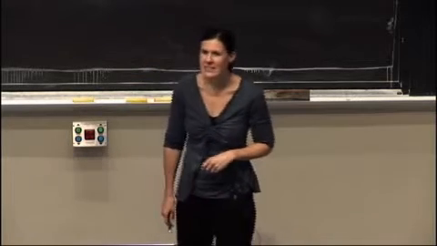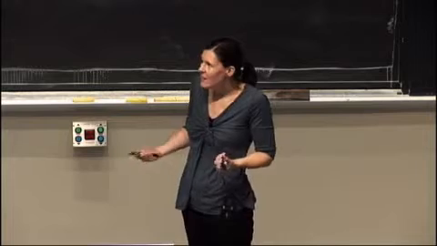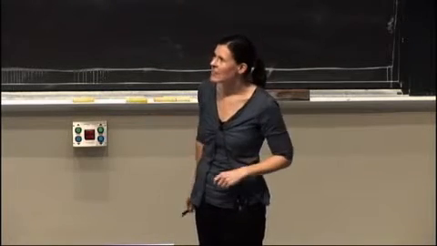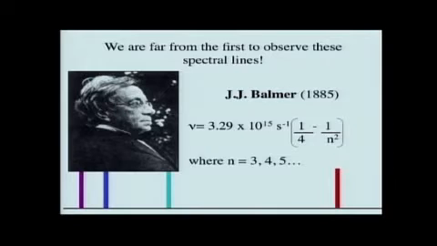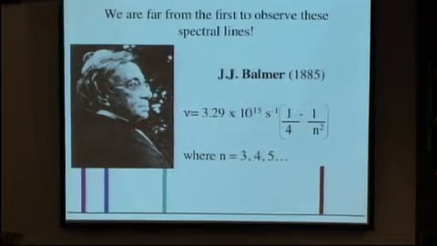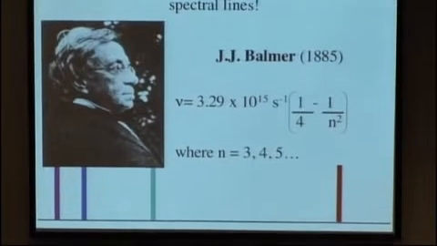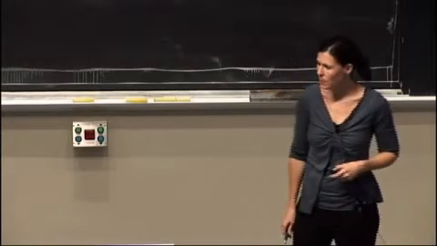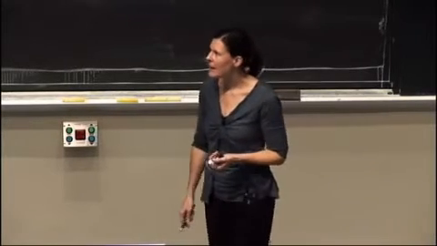He came up with this equation here, where what he found was that he could explain the wavelengths of these different lines by multiplying 1 over 4 minus 1 over some integer n, and multiplying it by this number 3.29 times 10 to the 15 hertz. And he found that this was true where n was some integer value, 3, 4, 5, or 6. So he could explain it.